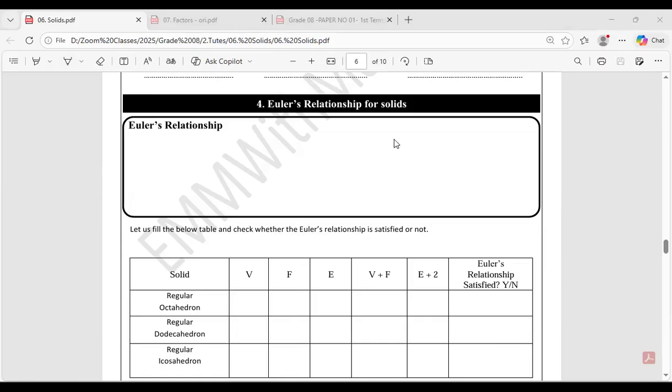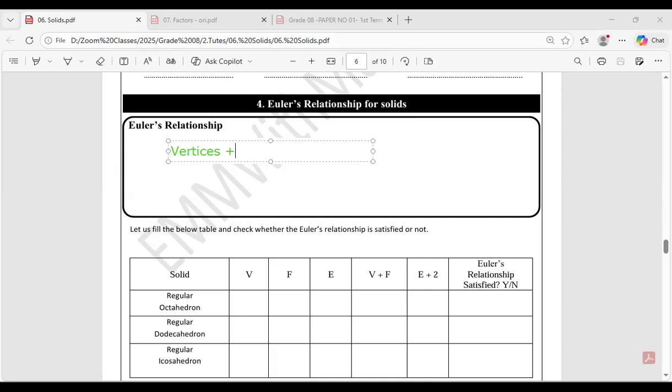So I will draw these things on the board. First of all, shall we write the Euler's relationship here? පුතා මේක ලියා ගන්න please. We are going to discuss the Euler's relationship for solids. හරි මේක වටම ලේසි. We have learned this one in our grade 7 maths. It is about the number of faces, number of edges, and number of vertices. So please write this.